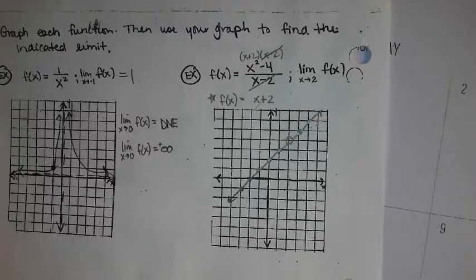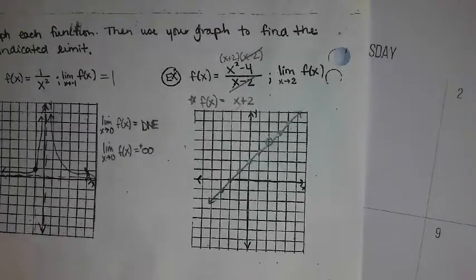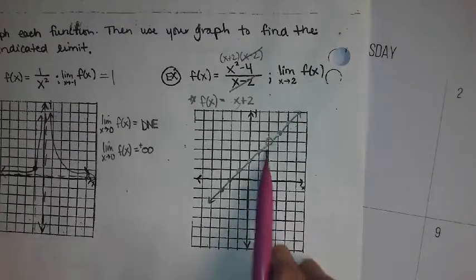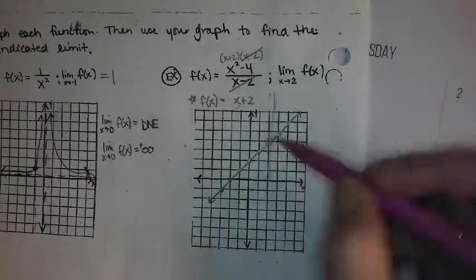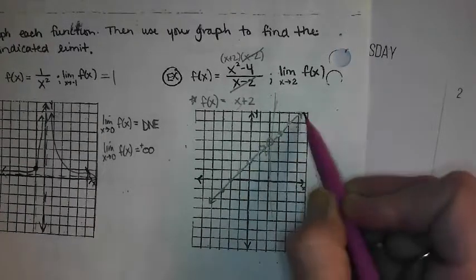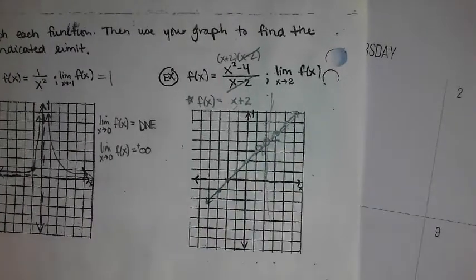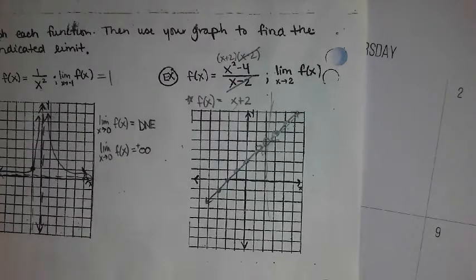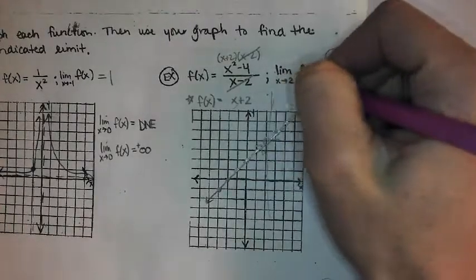So what is this graph's limit as x approaches 2? Well, here's 2 from the left and from the right. Those arrows are kind of pointing at each other like that. That limit does exist, and the value is 4.